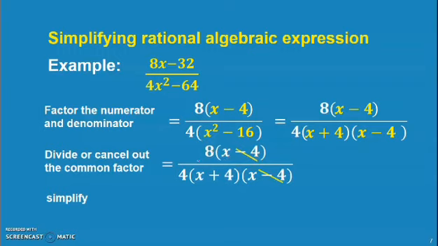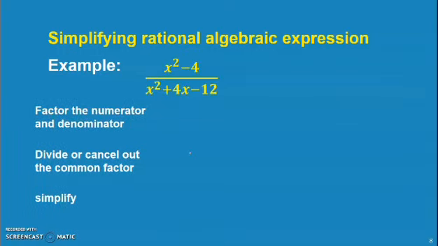And our 8 and 4, a common factor nila is 4. So, 4 divided by 4 is 1. Then, 8 divided by 4 is 2. So, we have the remaining 2 all over x plus 4. This is now our simplified form of 8x minus 32 all over 4x squared minus 64.